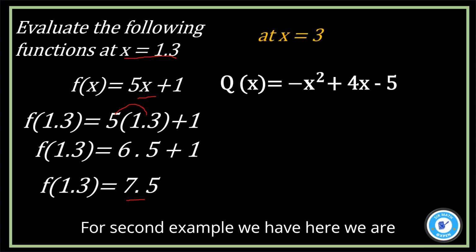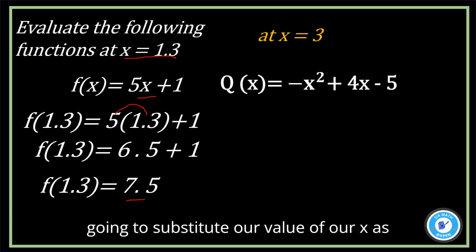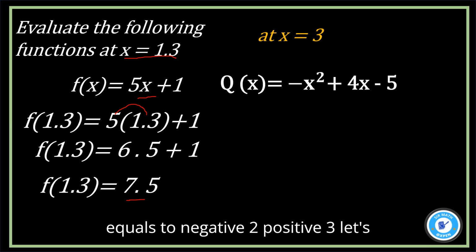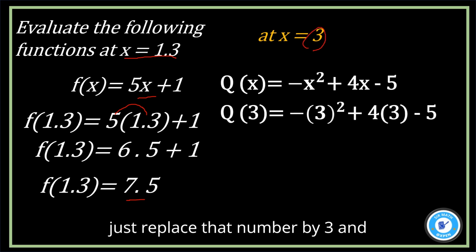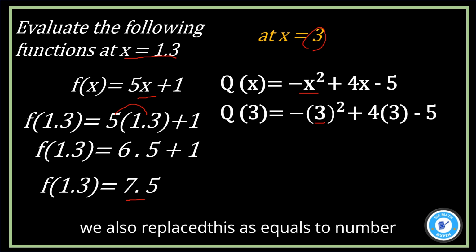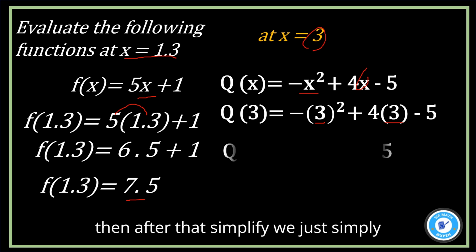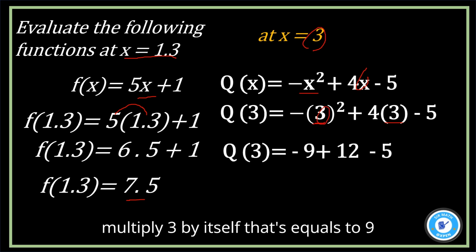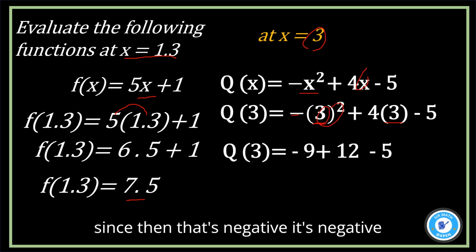For the second example, we're going to substitute our value of x as equals to 3. Let's just replace that number by 3. Papalitan lang natin yung x ng 3. And therefore, we also replace this. Then after that, simplify. We simply multiply 3 by itself, that's equals to 9. Since that's negative, it's still negative.